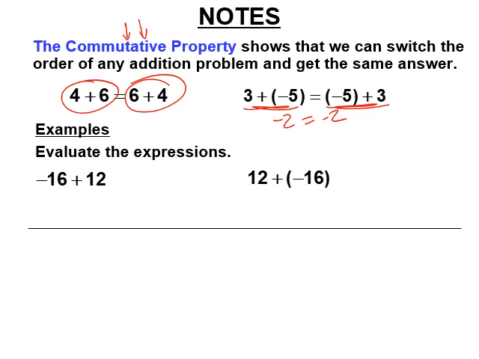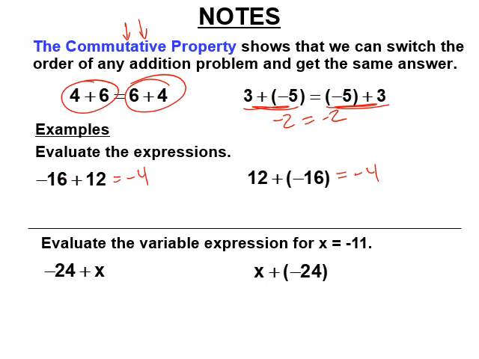So evaluate negative 16 plus 12 and 12 plus negative 16. Well, this one is negative 4 because there's 4 extra negatives, and this one is negative 4 because there's 4 extra negatives. With variables, same rule. So they're both negative there. And since we know the commutative property now, we know if you switch the problem around, it still has to have the same answer.